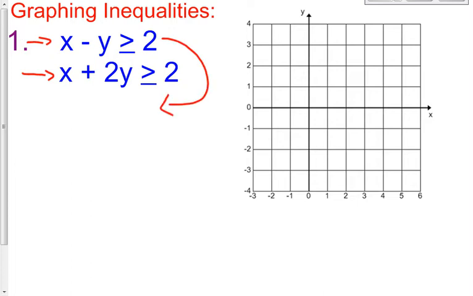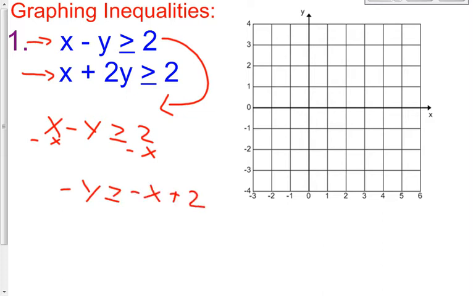We're going to change it into y equals mx plus b form. So right now we have x minus y is greater than or equal to 2. So let's get this into y equals mx plus b form, or slope-intercept form. We're going to subtract an x. So a negative y is greater than or equal to a negative x plus 2. And now we have the negative y here, so let's divide by a negative 1 to get a positive y.